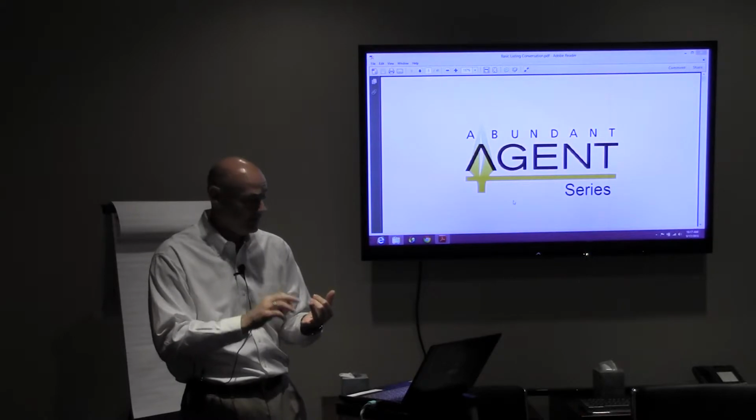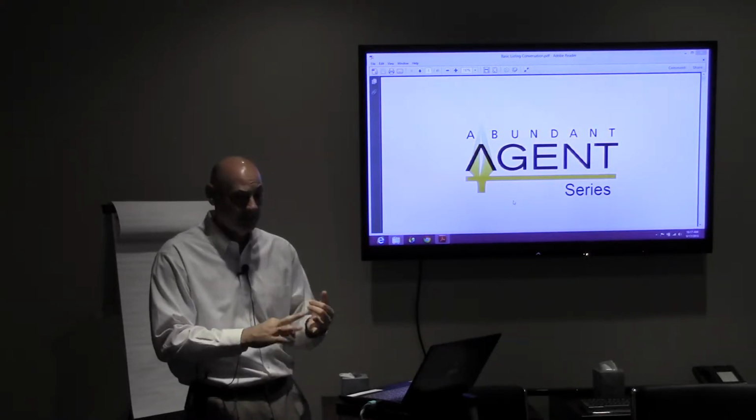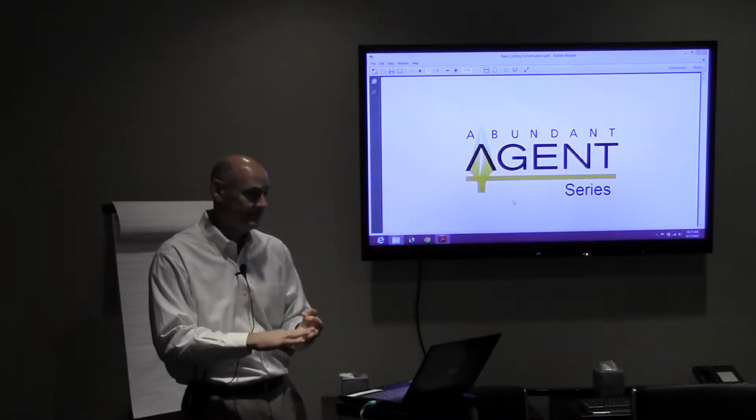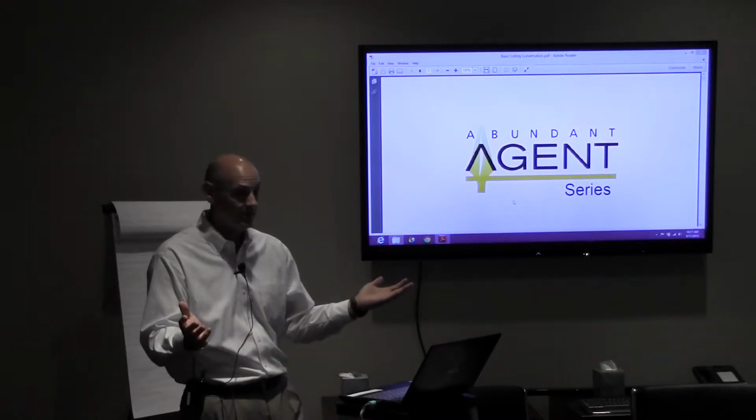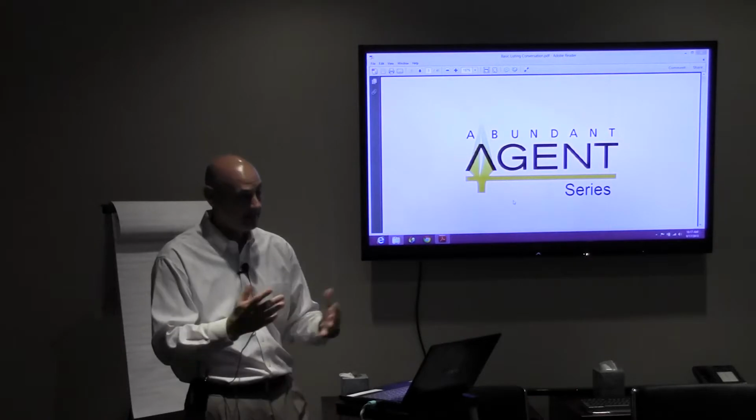And that could be the CMA again. It could be navigating MLS. It could be setting up saved searches. It could be, okay, how do we show property? What's the strategy for showing property? How many should we show?